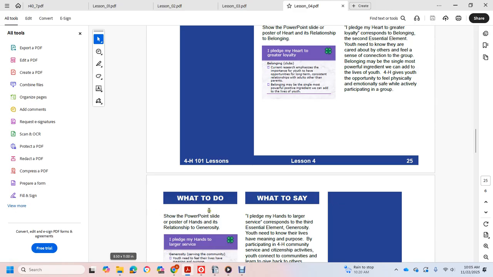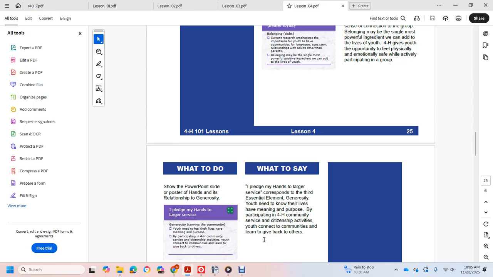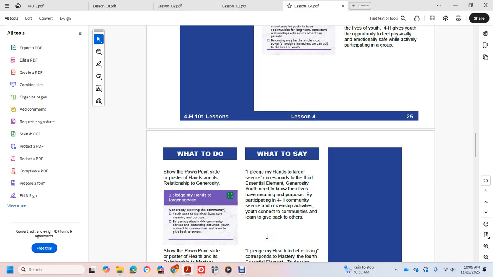Show the PowerPoint slide poster of hands, in relation to generosity. I pledge my hands to larger service, corresponding with the third element, generosity. Youth need to know the meaning and purpose of participation in 4-H club service and consistent activities. Youth connecting with communities learn to give back to others.